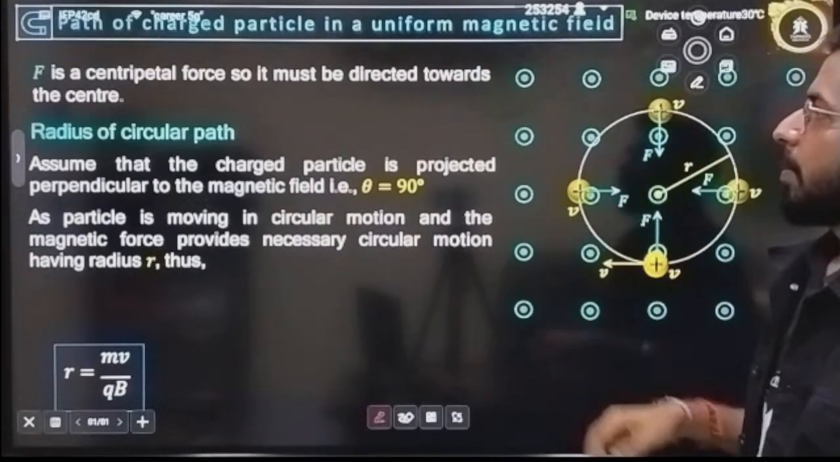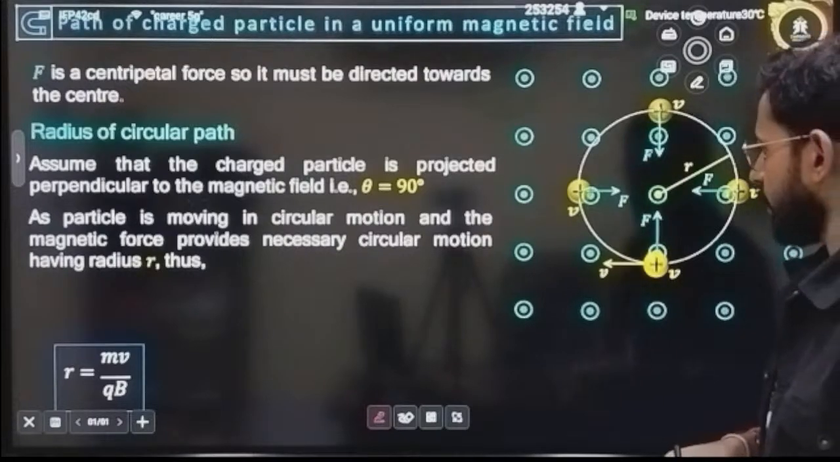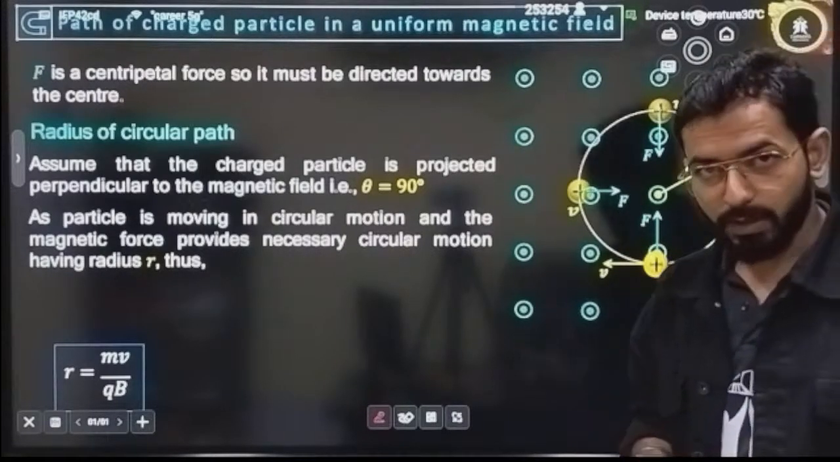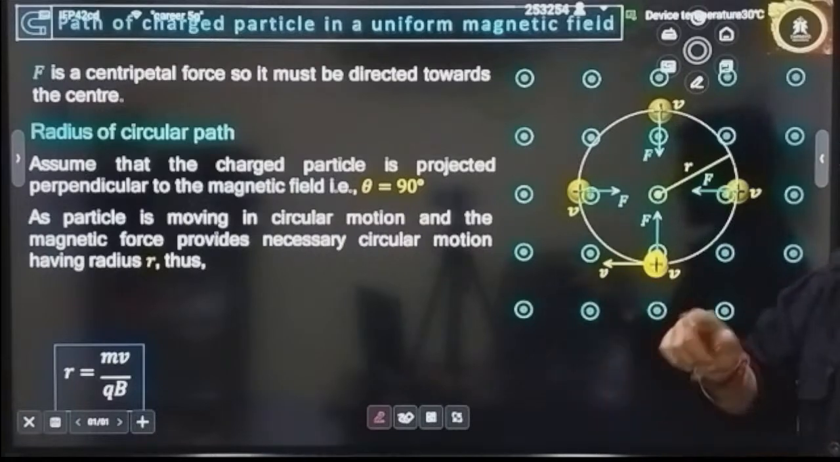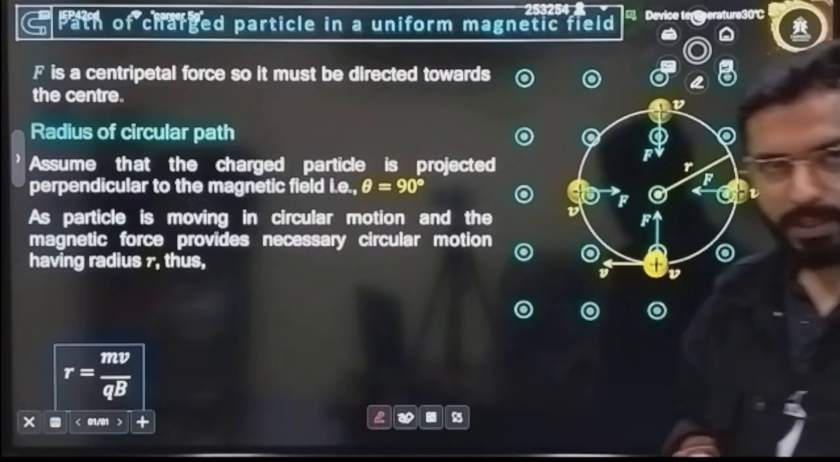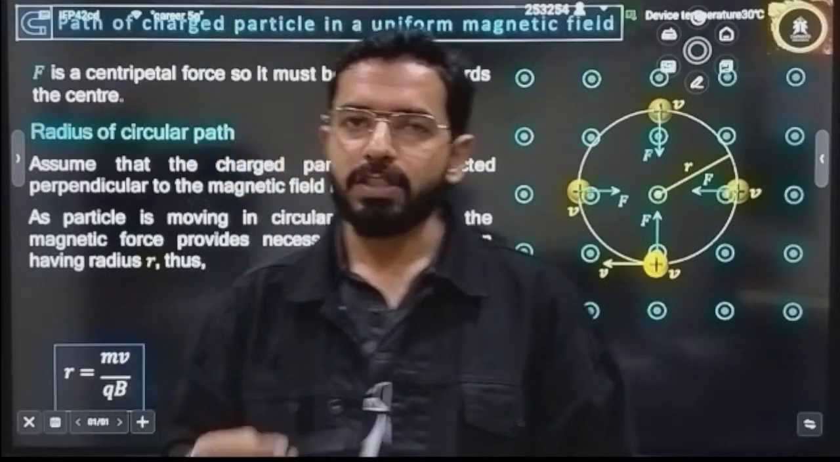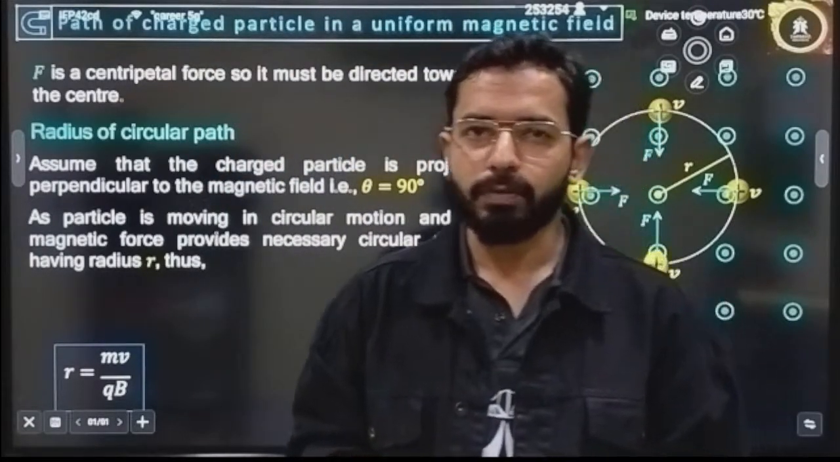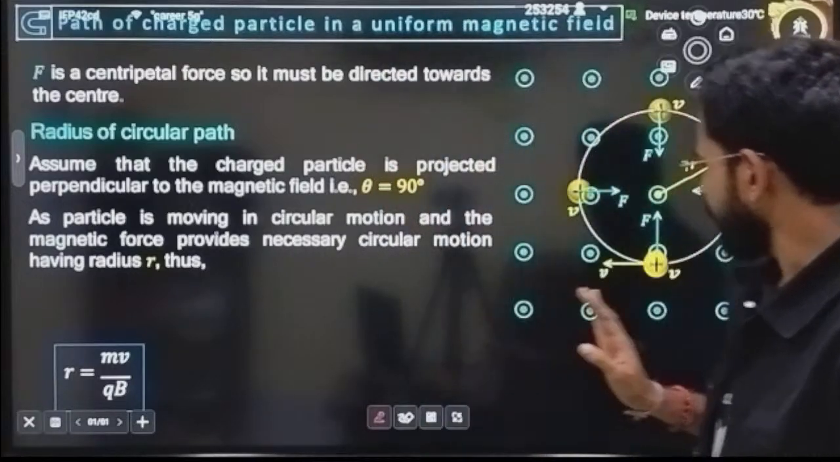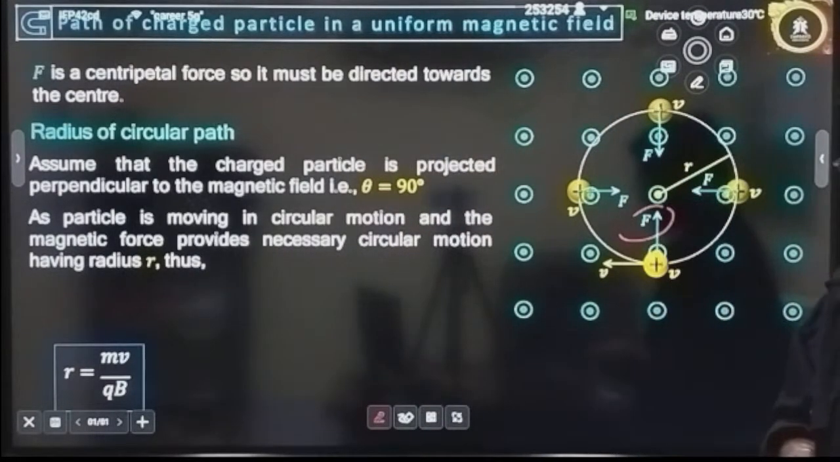See, path of a charged particle in a uniform magnetic field. If there is a uniform magnetic field, what kind of path will you have? If you give some velocity to any charged particle, it will start performing a circular motion. And who will be acting as the centripetal force? Because if there is a circular motion, of course it is mandatory to have some centripetal force. So tell me, who is providing the centripetal force here? Can you say magnetic force? Check the direction.